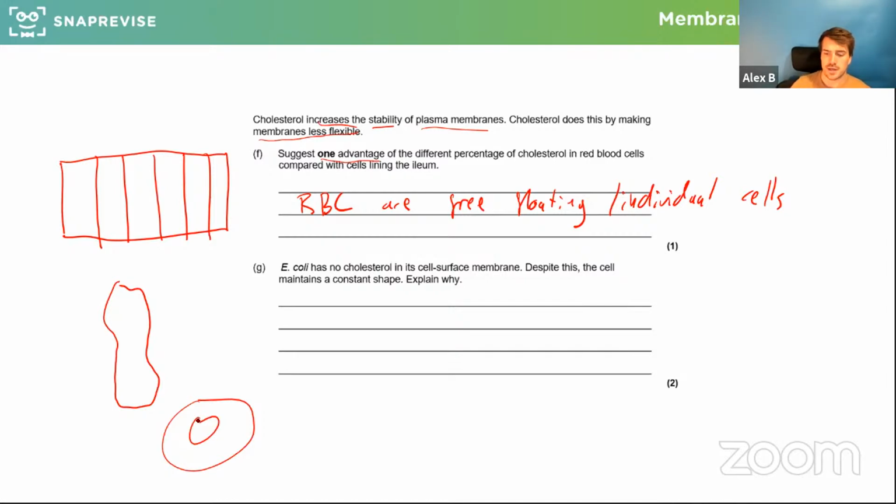So to get the answer, it's only a 1 mark question. You just have to say red blood cells are by themselves and don't have the support of other tissues. Sorry, I didn't finish writing this. Red blood cells are by themselves and don't have the support of other cells. Something like that, it doesn't have to be word for word, but something like that would get you the mark. So hopefully that makes sense. It's a bit of a weird out of the box question. Because they need to support themselves, because they're not supported by other cells, because they're not in a tissue, that's why they do it.